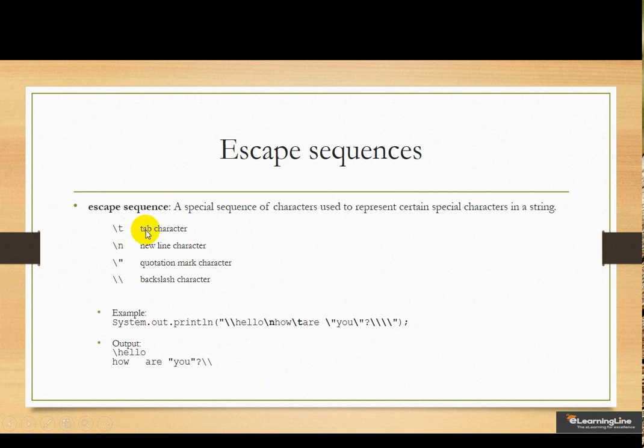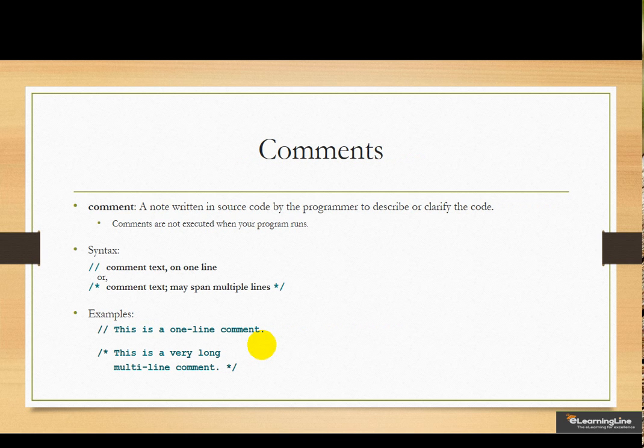Okay. So T is for tab, N for new line, this for quotation mark character, backslash backslash, that means this is the backslash character. Review this example and you will also notice the difference. Go to the next one.